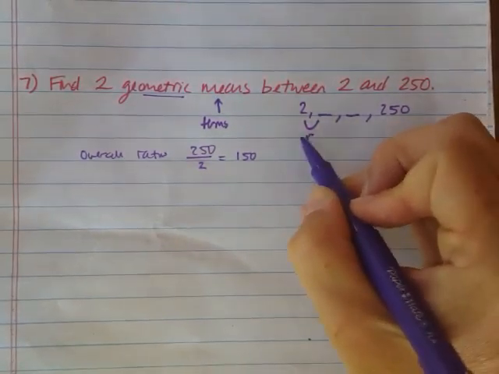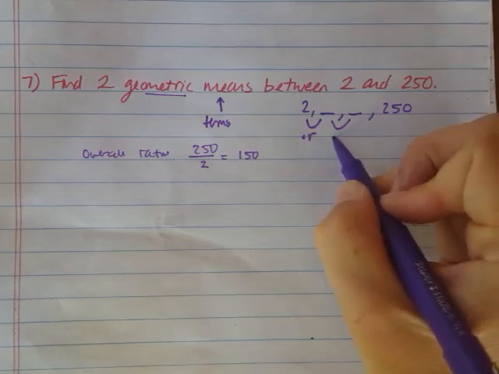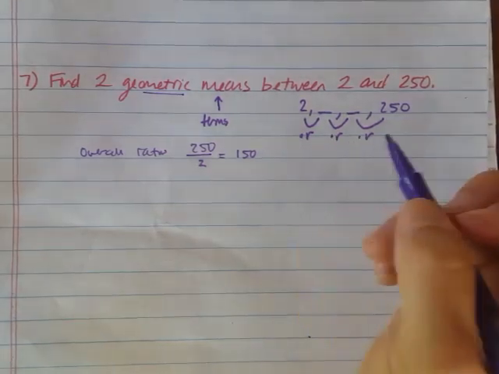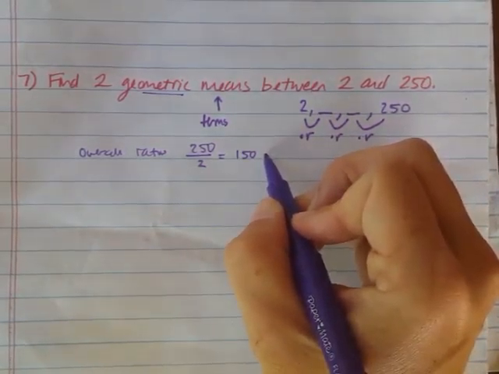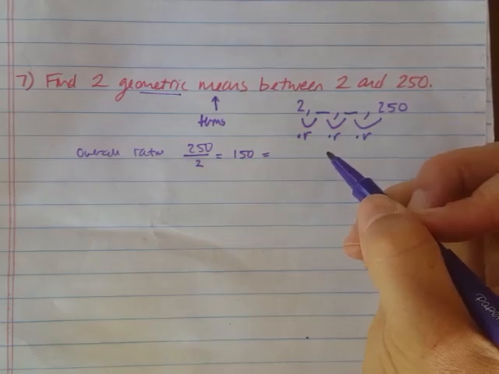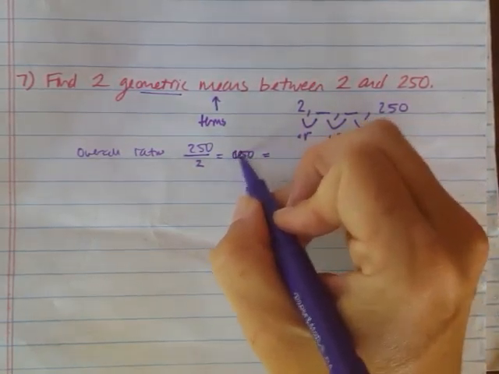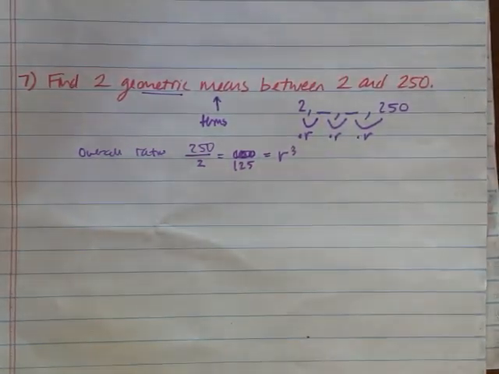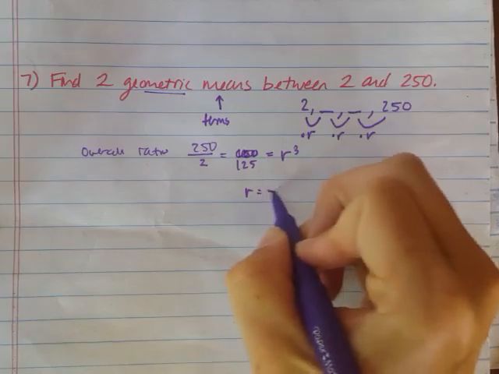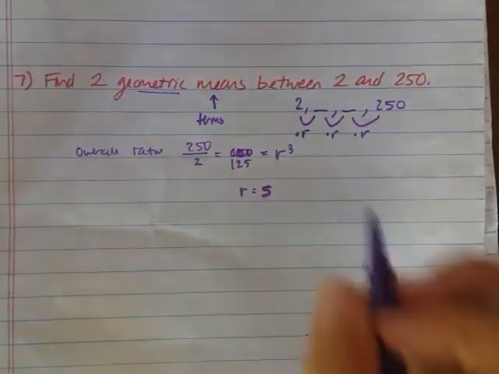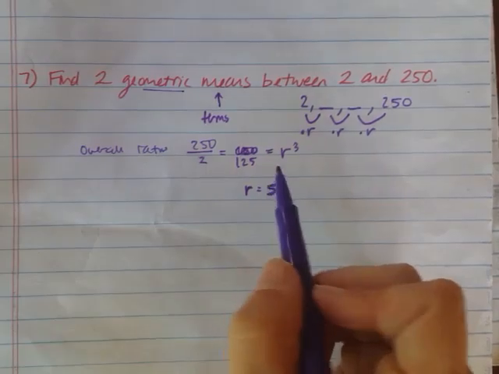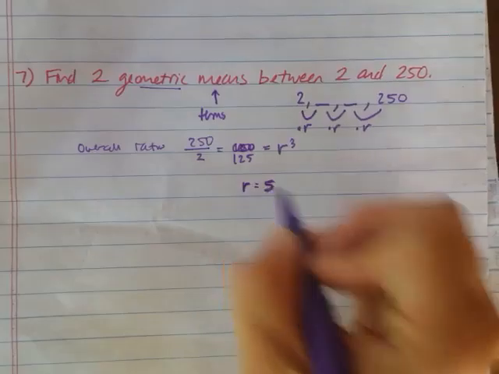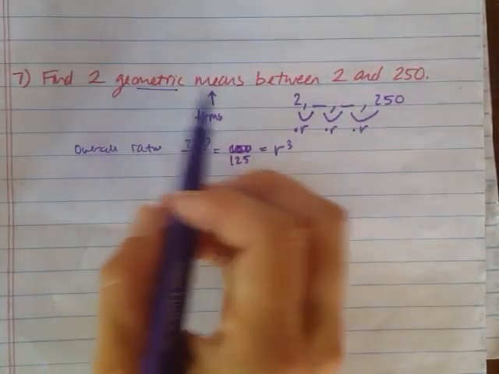So from 2 to the next term, I'm multiplying by r. From the second to the third, I'm multiplying by r. And from the third to the fourth, I'm multiplying by r. So I'm multiplying by r 3 times. So this 125, sorry, this 125 is actually equal to r cubed. And now when I cube root, I get r equals 5. I thought the cube root of 150 might give us a little trouble. I mean, we could still work with that, but definitely 250 over 2 is 125. Sorry about that.